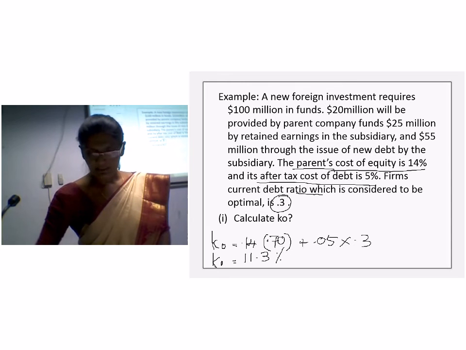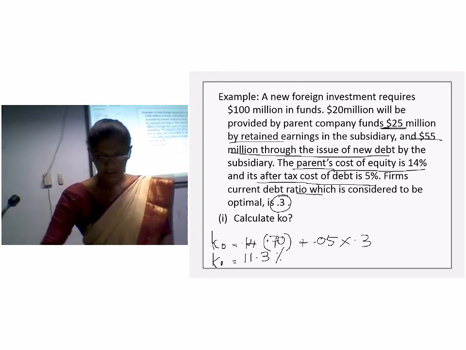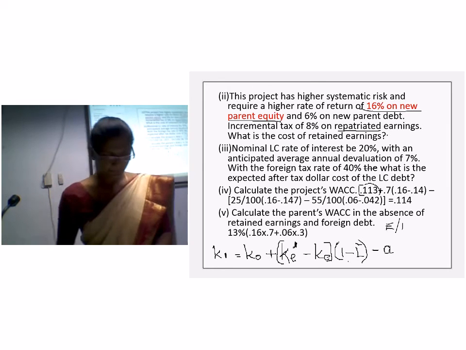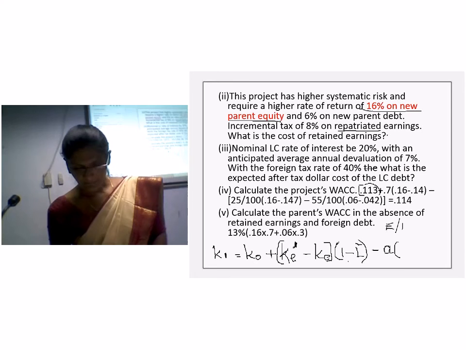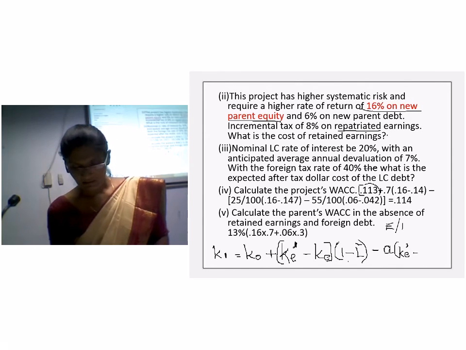They have retained earnings 25 million, right? 55 million would be new debt. So we multiply this from A times KE prime minus KS. KE prime minus KS. This is the retained earnings. KS is the retained earnings.